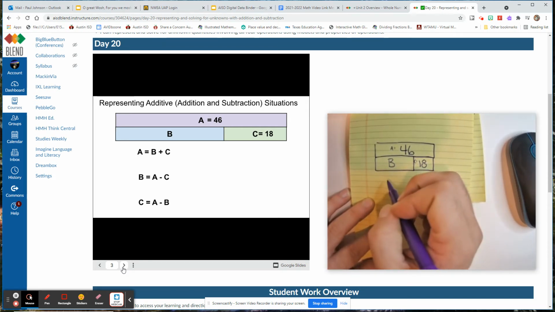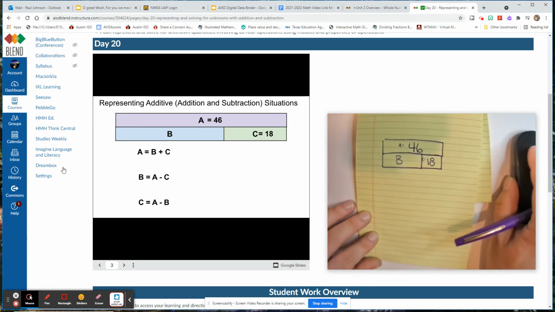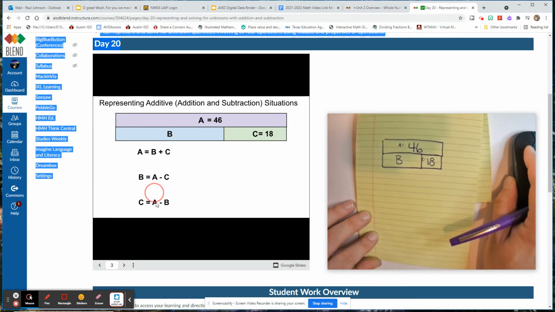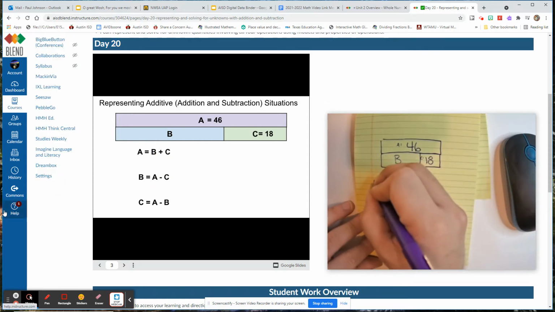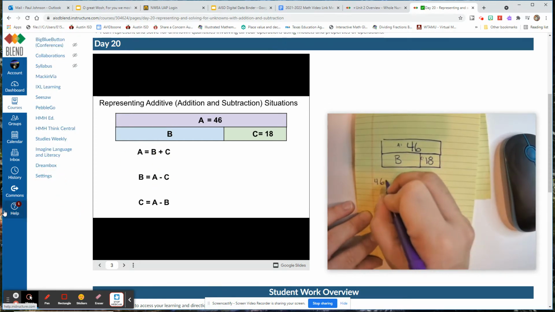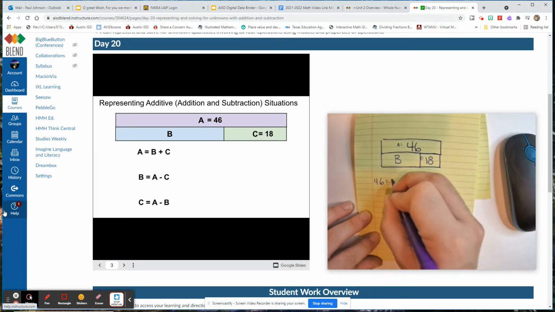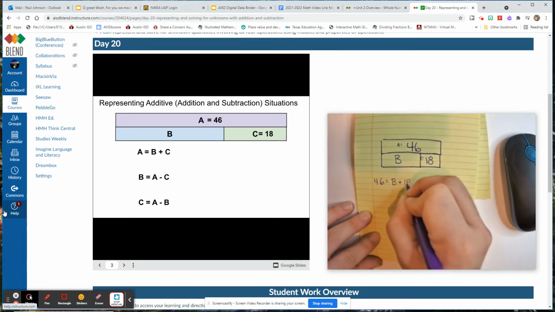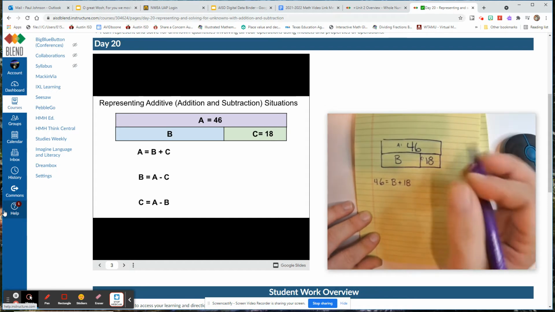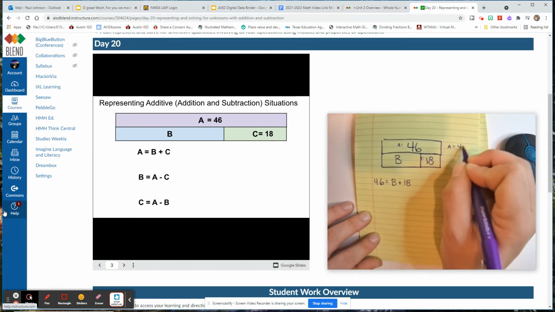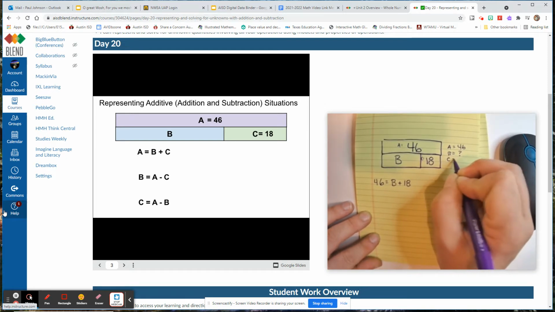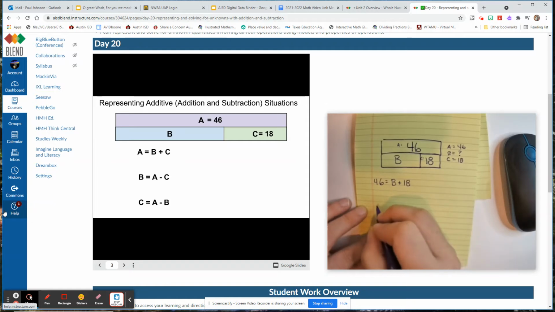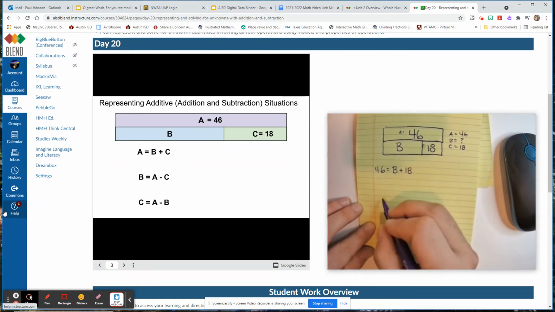If I use these formulas or these problems over here on the left side, let's see what problems I can make. I can make 3 problems with this. So I can make 46, which is section A, is equal to B plus 18, because I do know what C is. So if it's easier, you can also organize your information. B is a question mark, and C is 18. All right, so that's one of my problems that I can make from this picture.